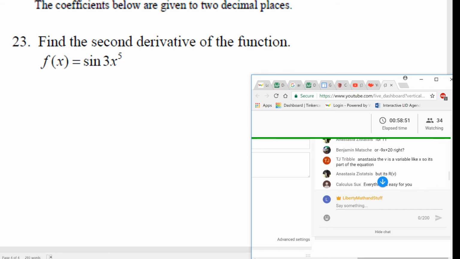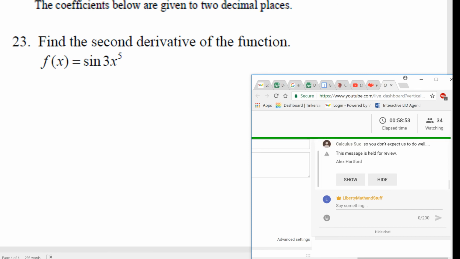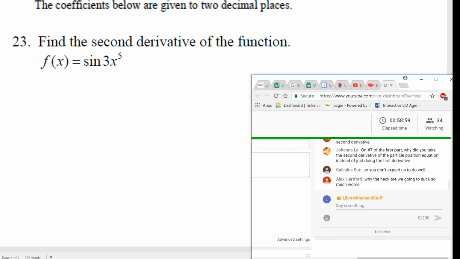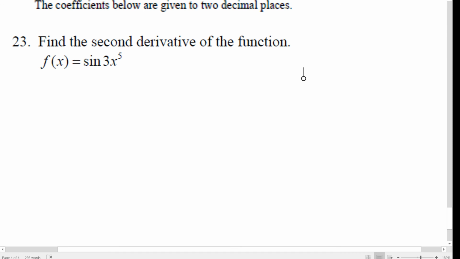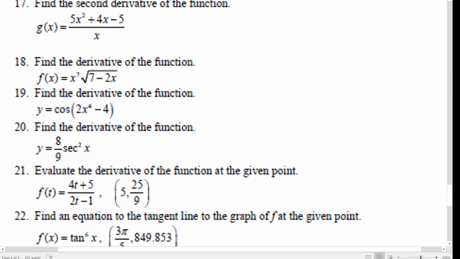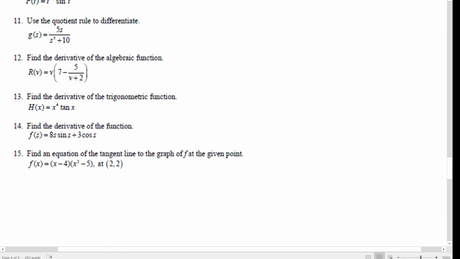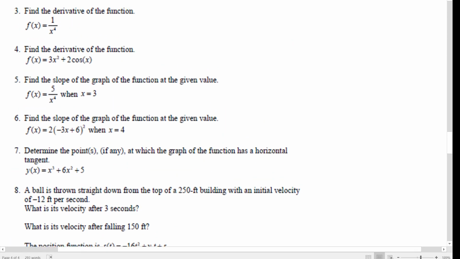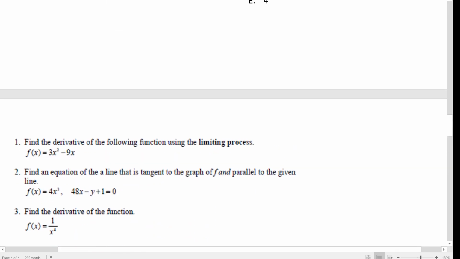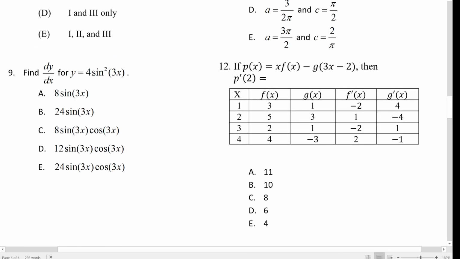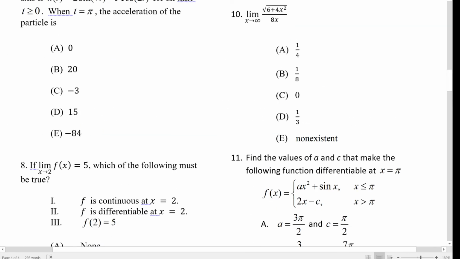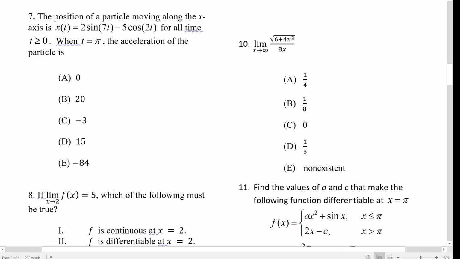Let's see where we're at question-wise. We're doing all right. So 7 on the first part is Joanna's question. Why the heck are we going to suck so much worse? Multiple choice is brutal, man. You can just make one little mistake, and if the answer's there for you, you just get shrekt because you select it. Or a lot of people have bad multiple choice techniques, and so they kind of pick the answer that's closest to the answer they got.